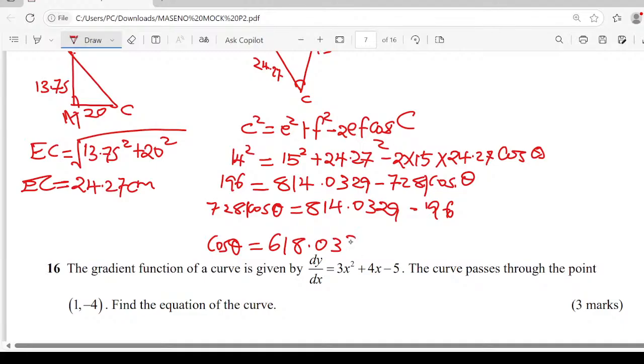Let me just subtract and divide to make my work easier. After that, I have to divide this by 728.1. What am I getting? I'm getting 0.8488. Then it will mean that my theta will be the cos inverse of that value, which is 31.9.